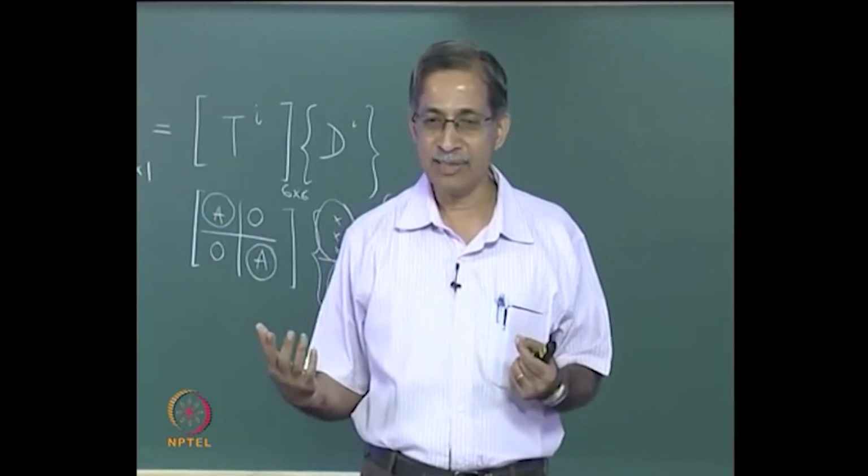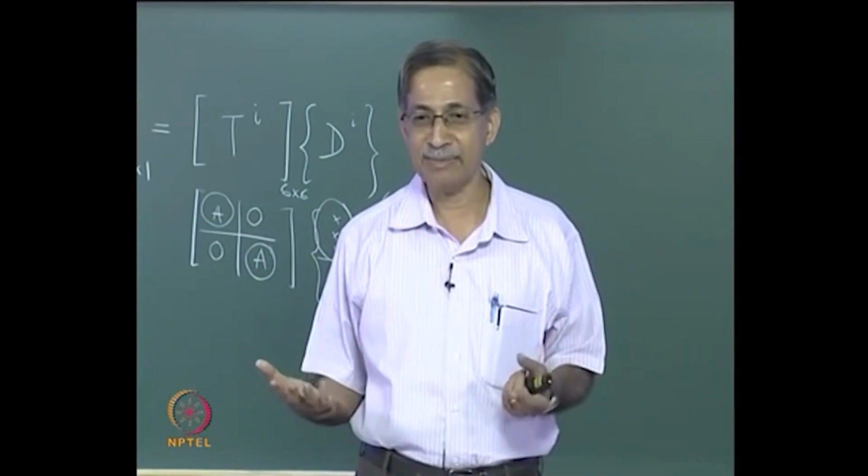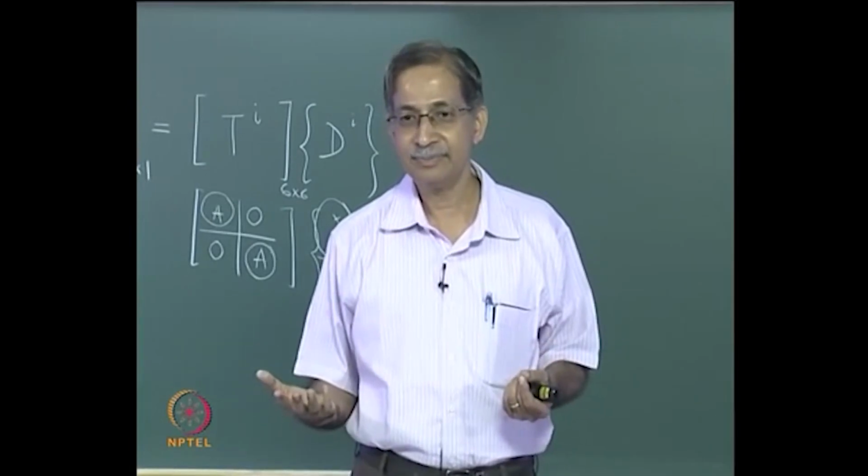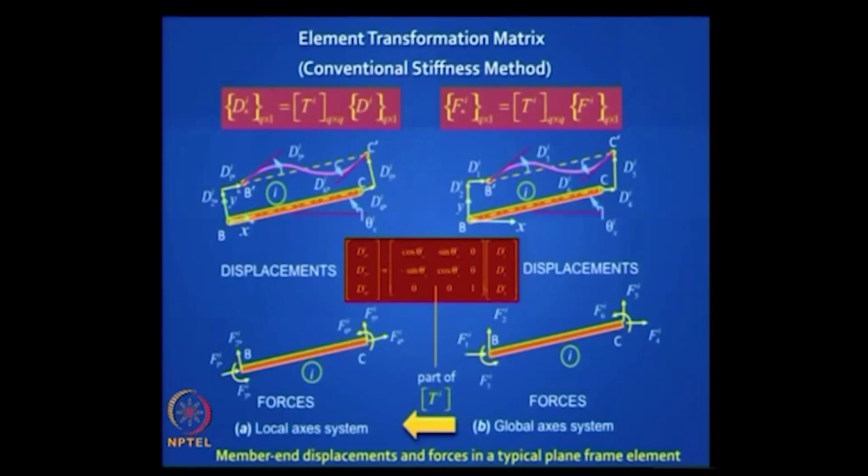D1 star and D4 star are independent. That is why we call them degrees of freedom. Any pending doubts? You will get the hang of it soon. This is quite straightforward. Have you got it? So this is your A matrix and it's easy to establish.